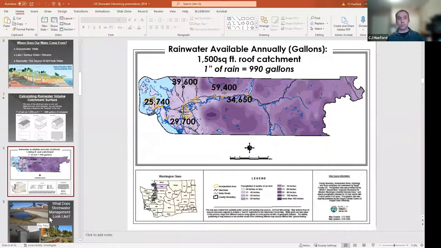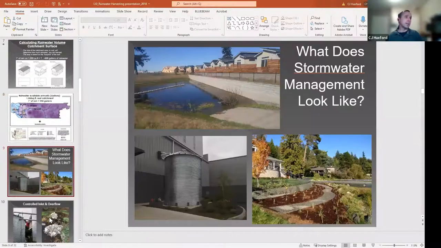And then, of course, outside of the Pacific Northwest, it's very unique in its microclimates. The same is true. It just depends on how much rain falls in that specific area and thinking about that throughout the year. So when we're thinking about stormwater management and how we approach rainwater catchment systems, okay, what does it look like?